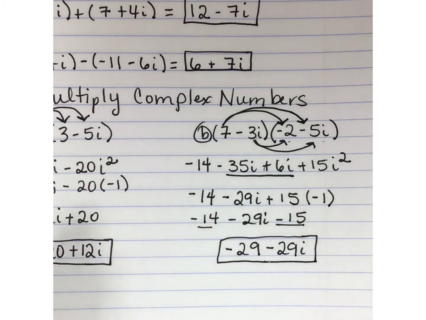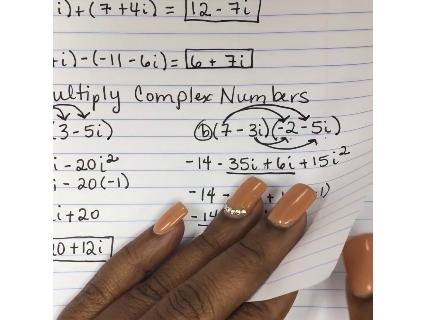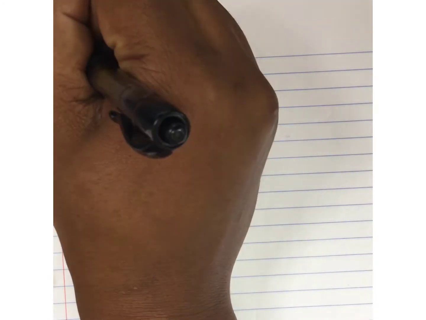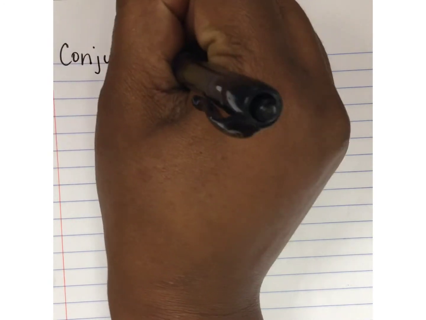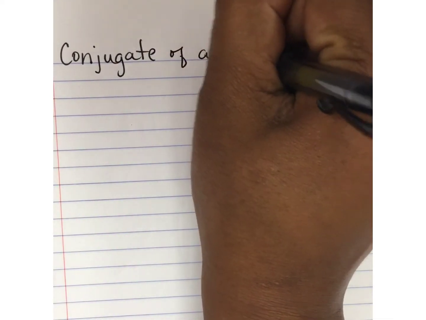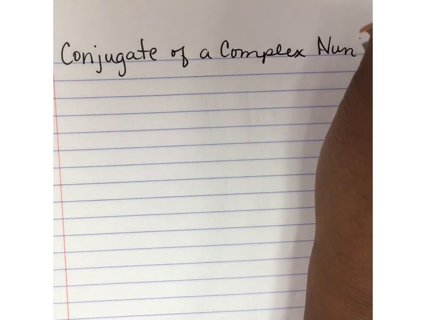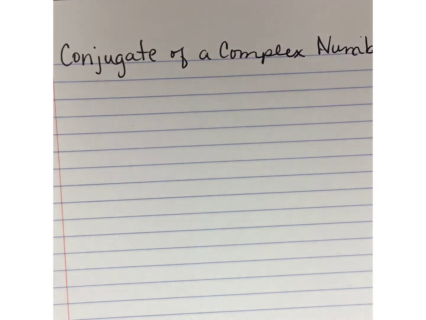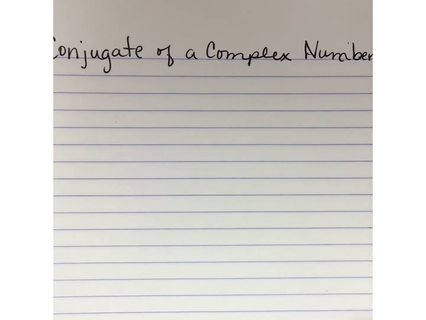Now we're going to bring in a word called conjugate. And I'm going to give you the definition of a conjugate of a complex number. Now the reason we use conjugates in math is we don't like the i to appear in a denominator position. Since it's not simplified, we come up with the conjugate of a complex number.